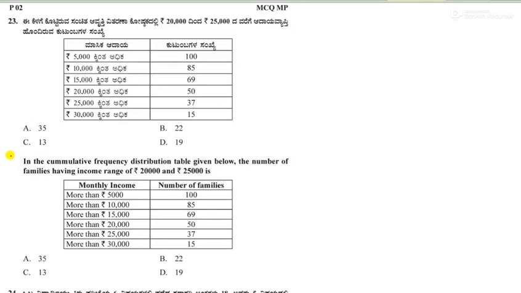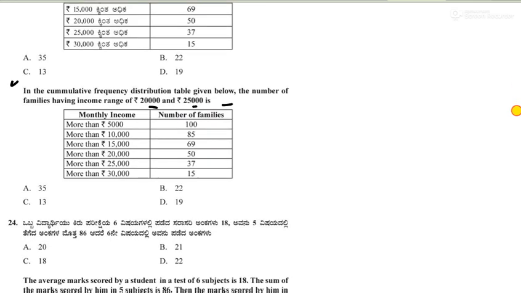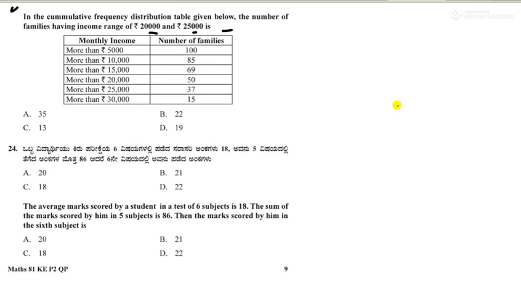Okay, now moving to question number 23. So this is our question number 23. Okay, in the cumulative frequency distribution table given below, the number of families having an income range of 20,000 to 25,000 is dash. Okay, so this requires a little calculation, right? A lengthy calculation, because since they have given only cumulative frequency, you have to subtract and all, so it may take a little long time. So what you can do in your exam, you can just keep this as pending.